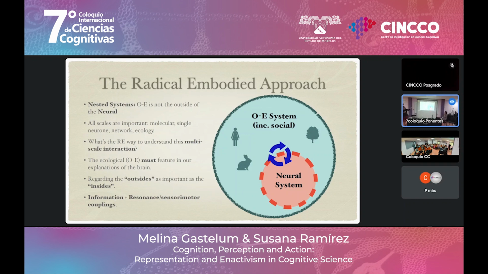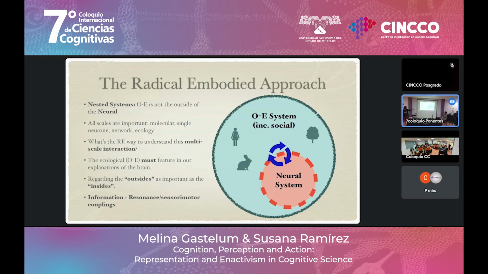And this is also a good point to emphasize, because all the scales, molecular, single neurons, networks, ecology, other persons, artifacts, and whatever you are taking as the unit of analysis that you are explaining. So the ecological unit, the organism-environment, must feature in our explanations of the brain. In order to explain what happens in the brain, because we are not saying the brain is not important, or that we are agents without brains, or that nothing happens in the brains, that's not what we're saying, is that the organism-environment has to feature for explaining what happens in the brain.